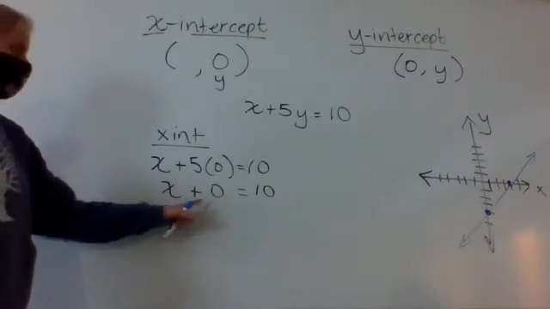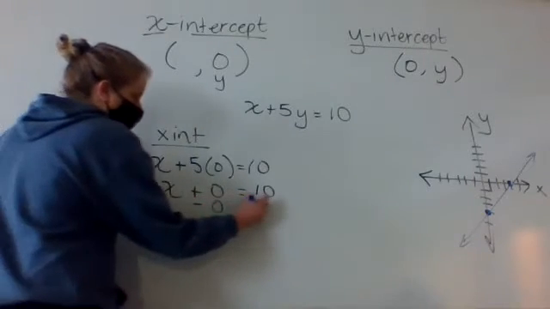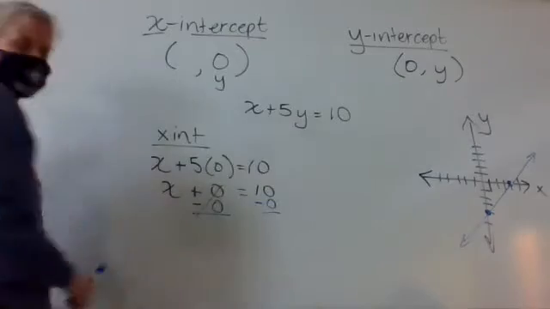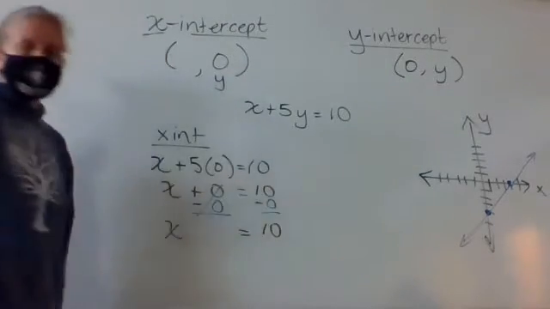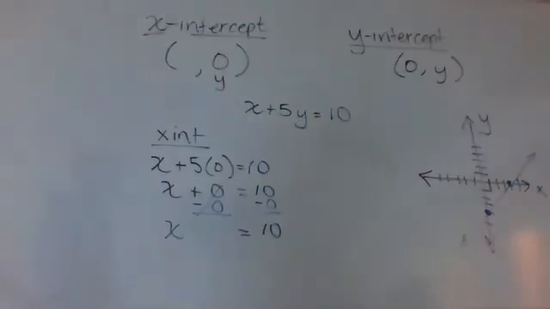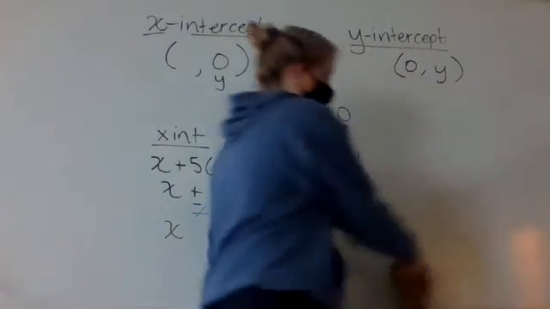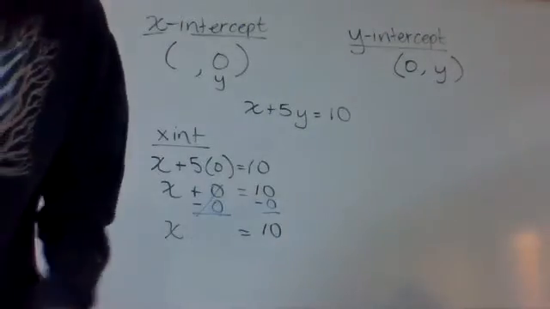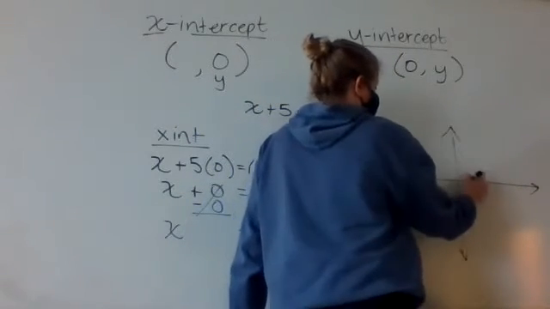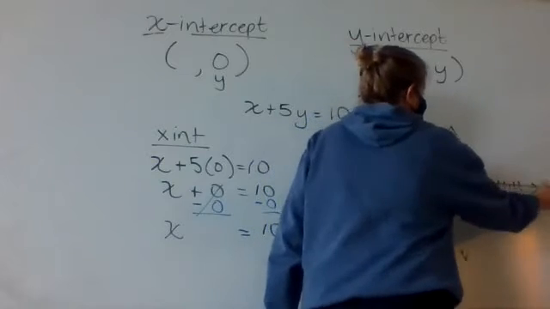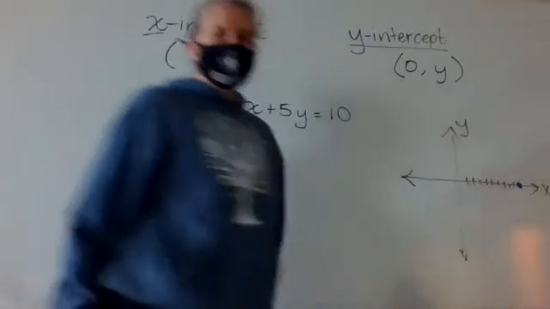Well, x plus 0 is just x, right? If you wanted to keep doing the solve an equation rules, you would actually subtract that 0 from both sides. But that doesn't change anything. So what are you left with? x equals 10. So that's where it's going to cross the x-axis. So in MathLab, you would just go over on the x-axis to positive 10 and put a point.